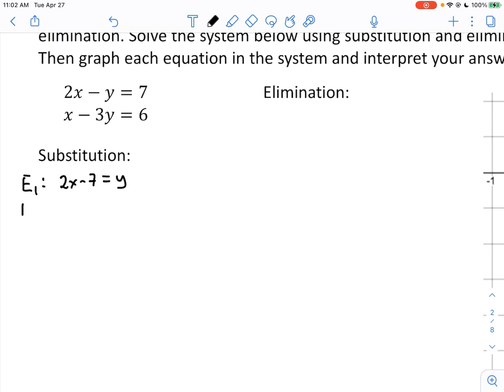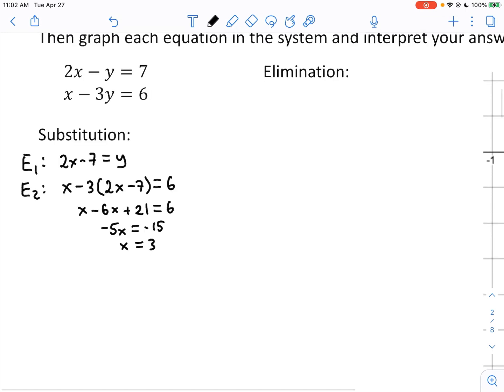And then substitute that into equation 2. Equation 2 reads x minus 3 times y, and y is 2x minus 7, use parentheses here, is equal to 6. Now we distribute the negative 3, so we have x minus 6x plus 21 is equal to 6. Combine the x's, negative 5x, subtract the 21 from both sides, gives me negative 15 over there, and then divide by negative 5, and we get x equals 3.